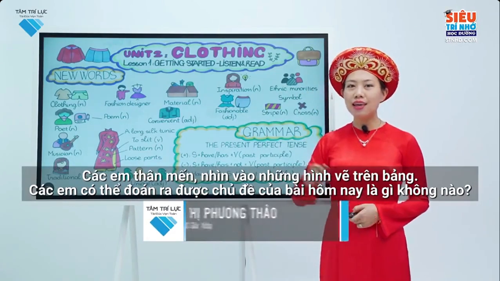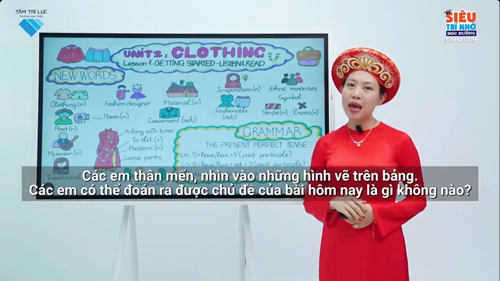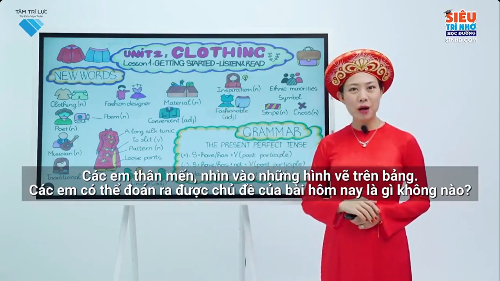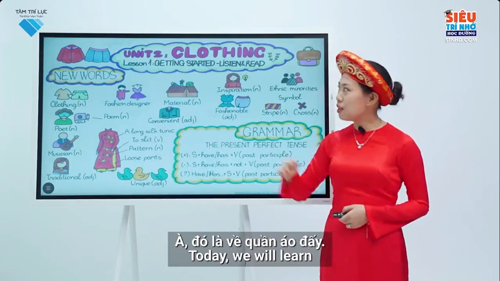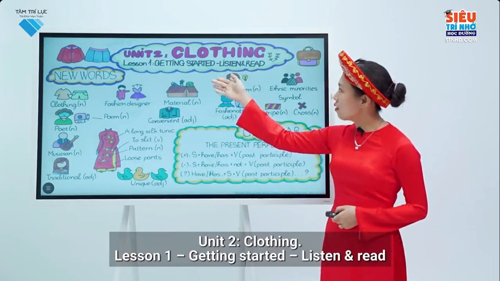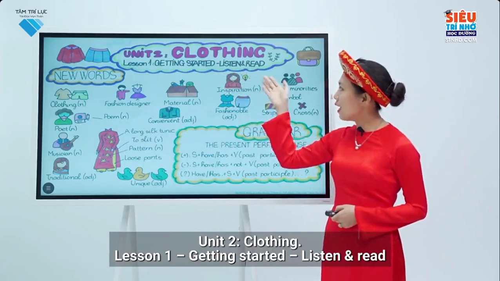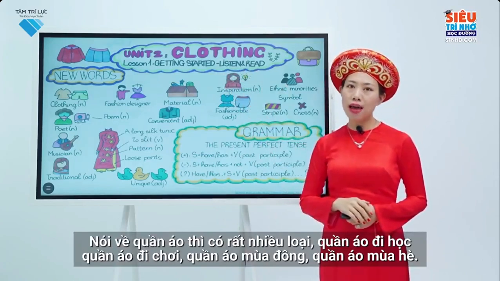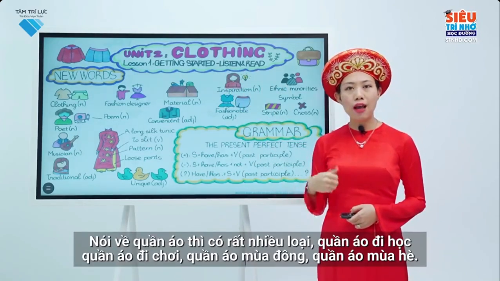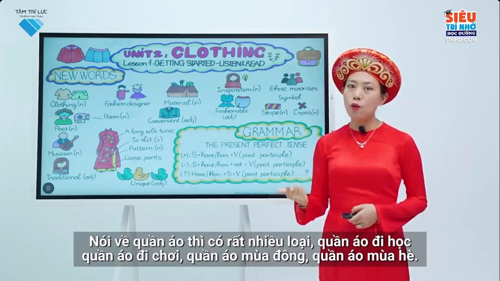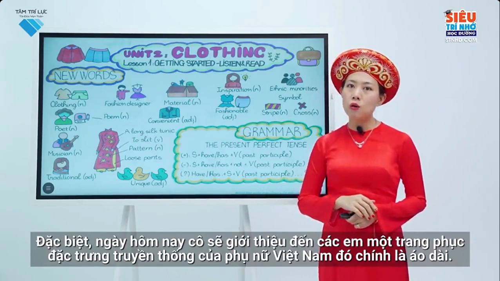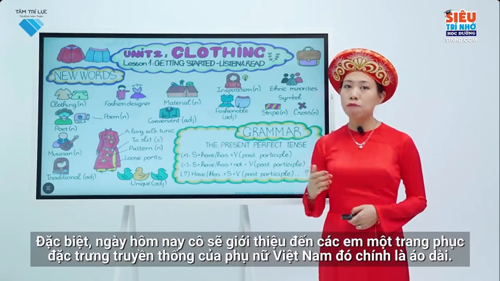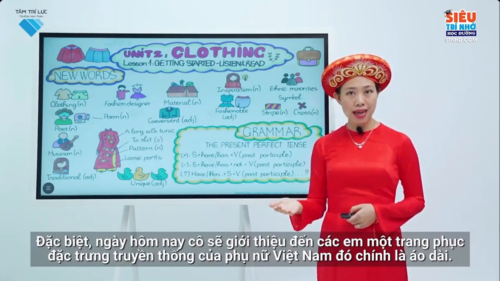My dear students, look at the drawings on the board. Can you guess what today's topic is? It's about clothing. Today we will learn Unit 2, Clothing, Lesson 1, Getting Started. Listen and read. Speaking of clothing, there are a variety of clothing: school clothes, hanging out clothes, winter clothes, summer clothes. Especially today, I will introduce you to the traditional costume of Vietnamese women, that is the Áo Dài.